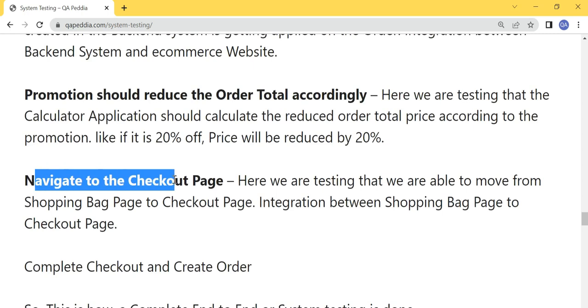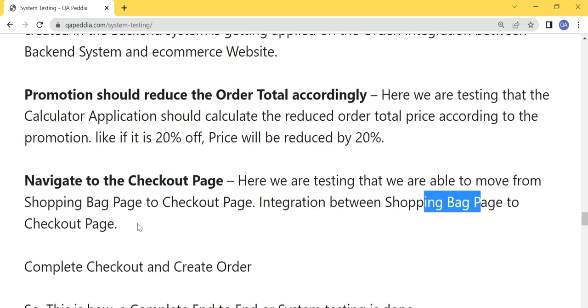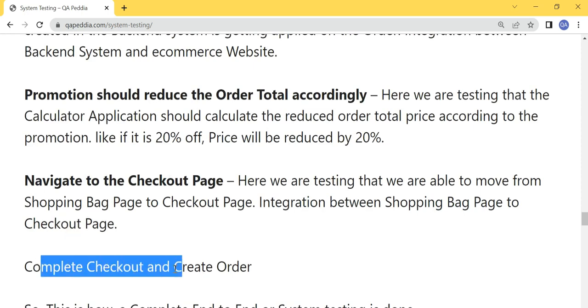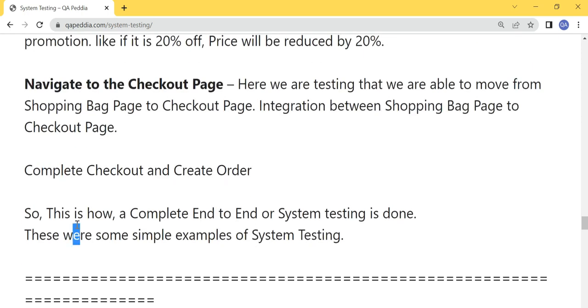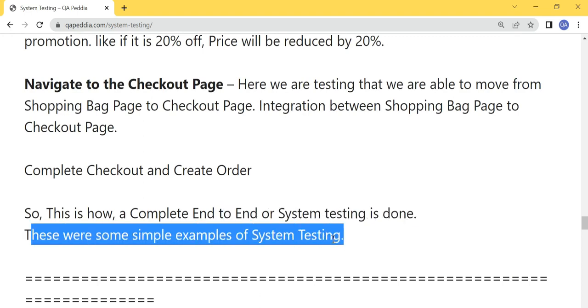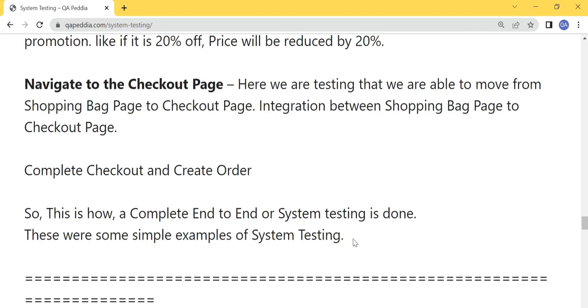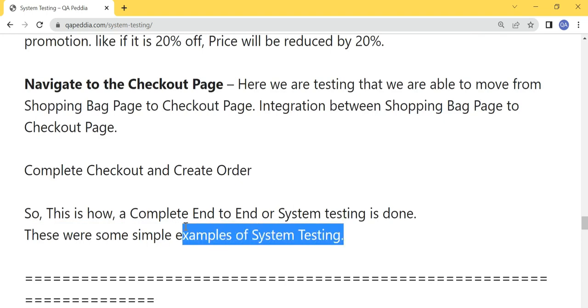Then navigate to checkout page. So here we are testing integration between shopping bag and checkout page, and complete checkout and create order. So this is how complete end-to-end system testing is done. So these were some examples of system testing. The first one was net banking, online banking, and the second is the e-commerce website.